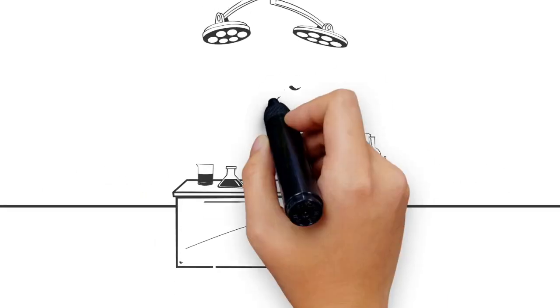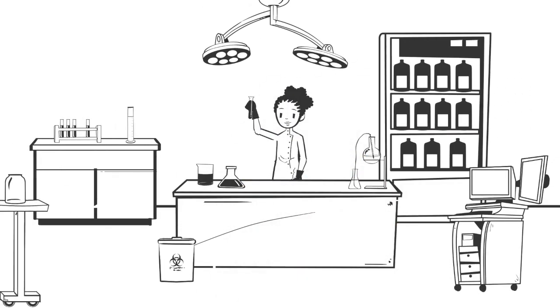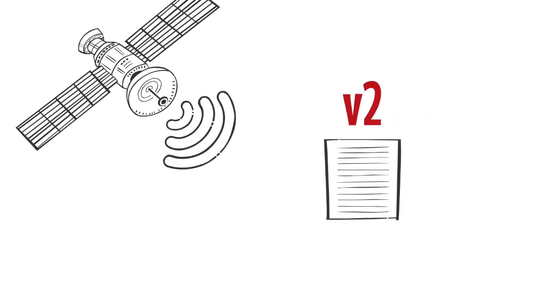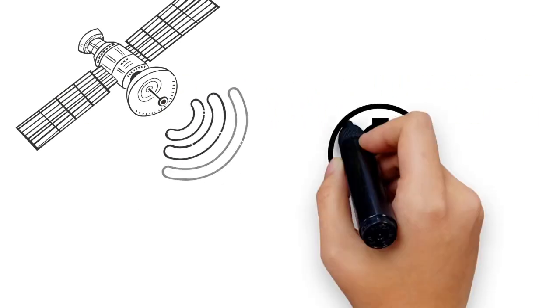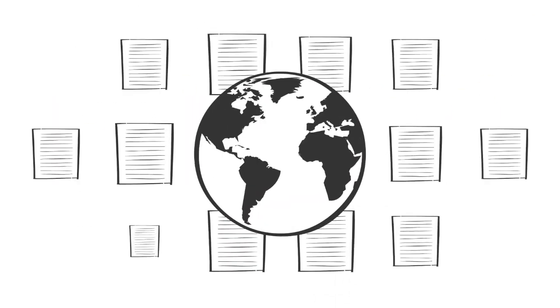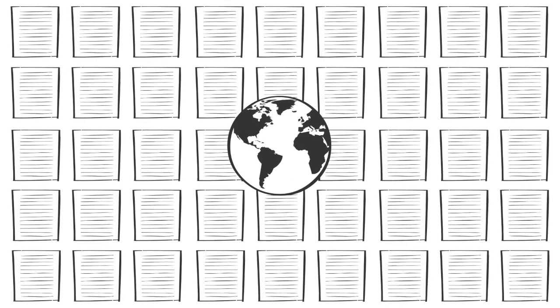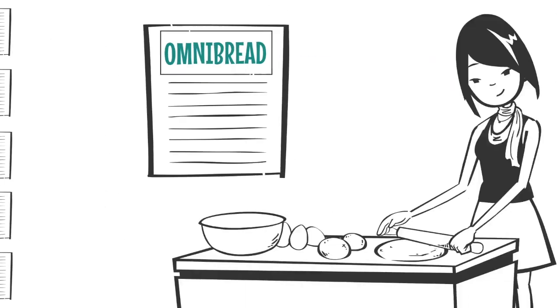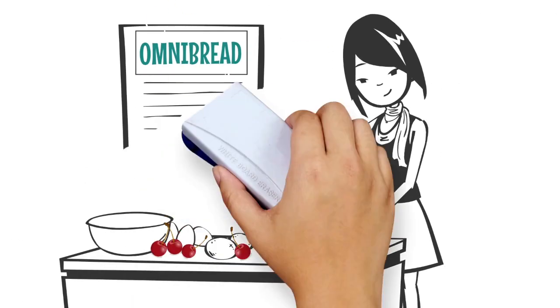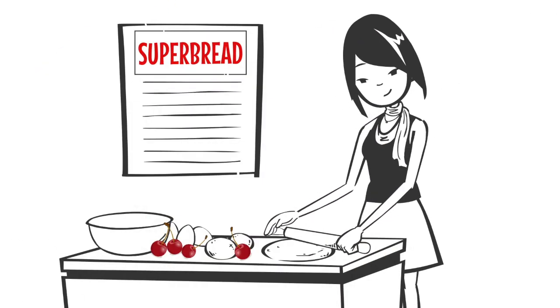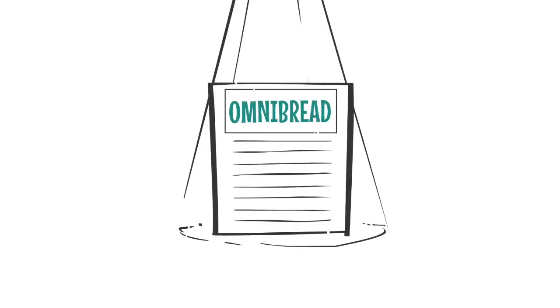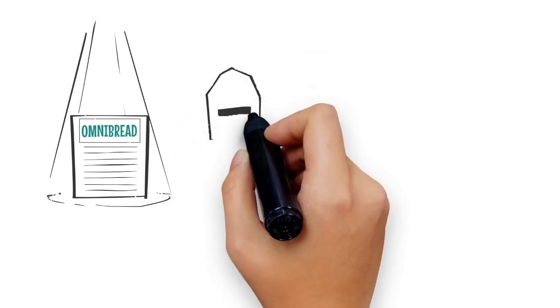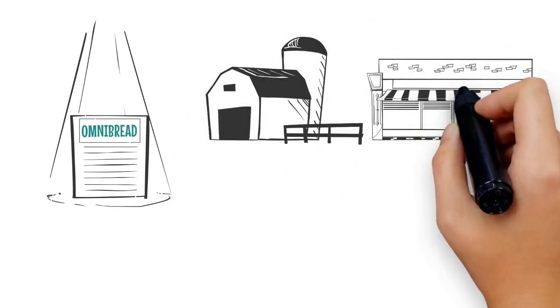We're also dedicated to long-term research to improve Omnibread, and expect to release new versions of the recipe every year, also for free. We can now distribute 1 million or 1 billion copies of the recipe, and anybody in the world can change it if they want to. For example, you could add cherries to it and call it Super Bread. We encourage innovation.